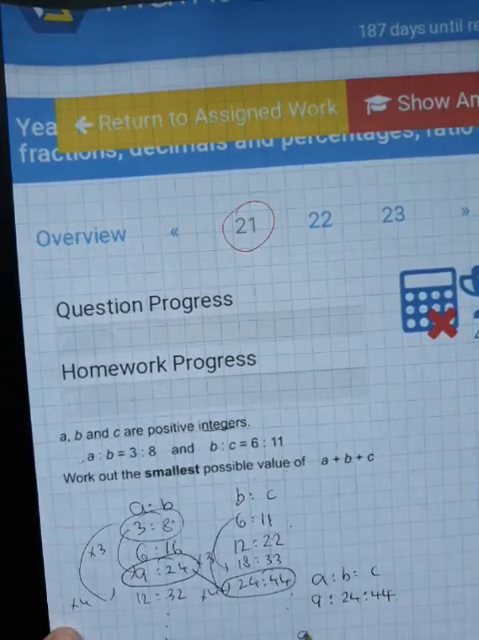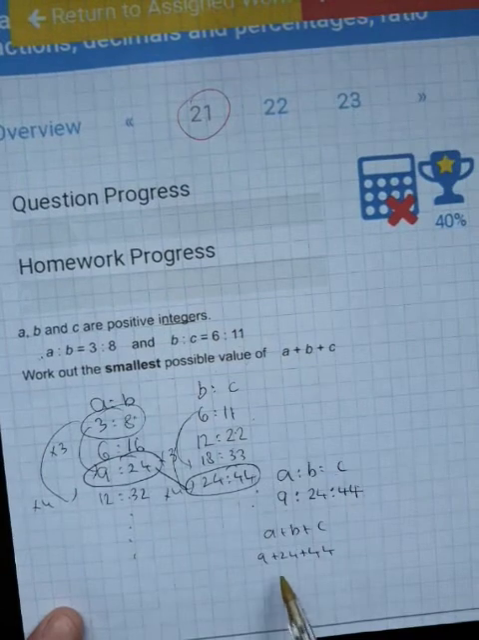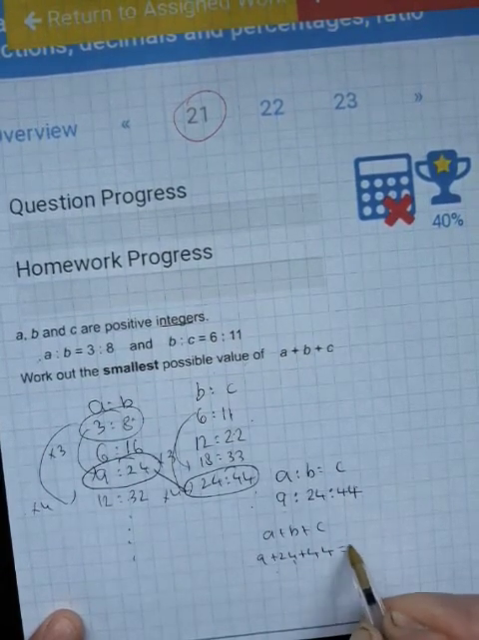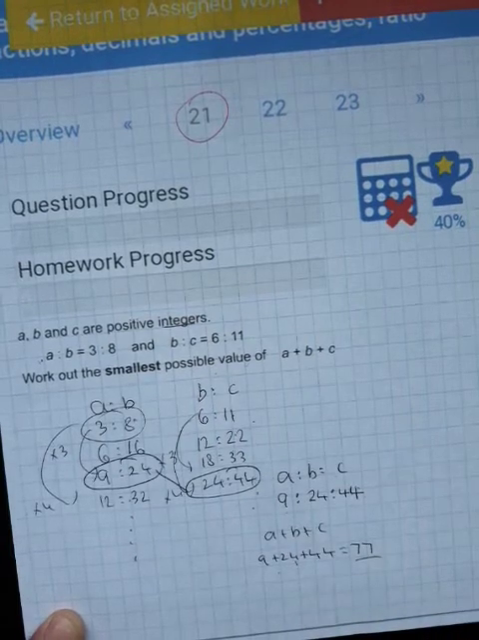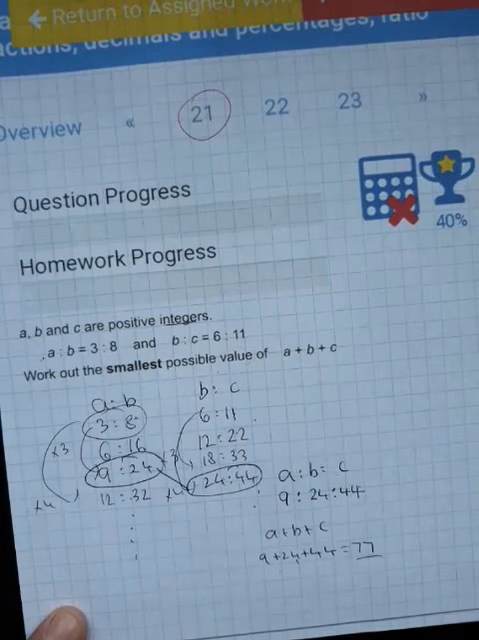So if we do A plus B plus C, you've actually got 9 plus 24 plus 44. Let's write that there. 9 plus 24 plus 44, what's that? That's 68. I think that's 77. Yeah, 77. So that's the answer, 77.